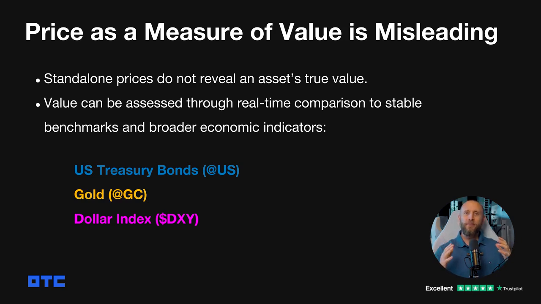The three critical benchmarks we use are: first, US Treasury notes or interest rates; second, gold; and third, the dollar index. By analyzing these comparisons, we move beyond standalone price movements and gain a clearer, more objective measure of value. Let's take a close look at each of these three benchmarks to better understand how and why they are used. Each benchmark represents a key economic force.